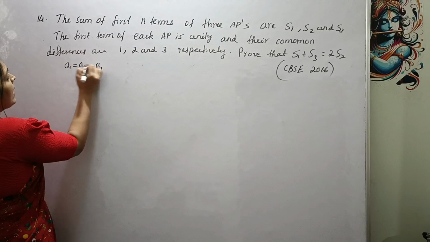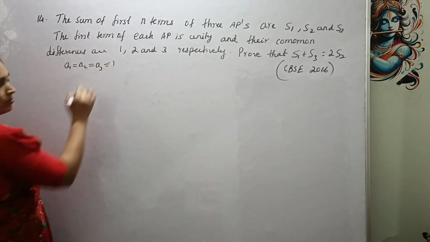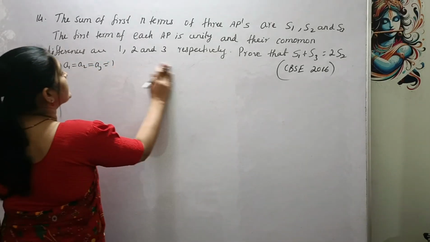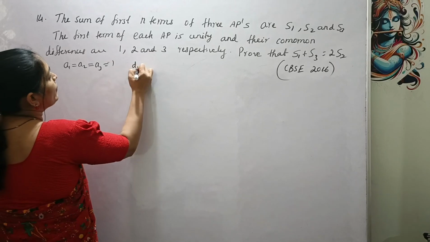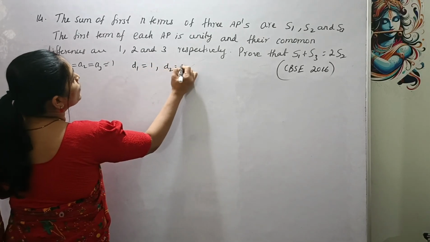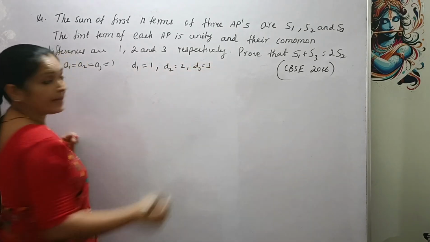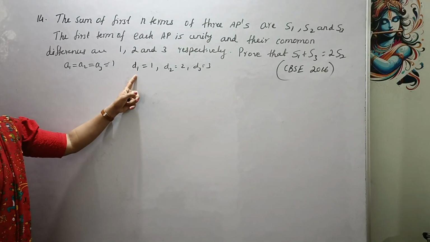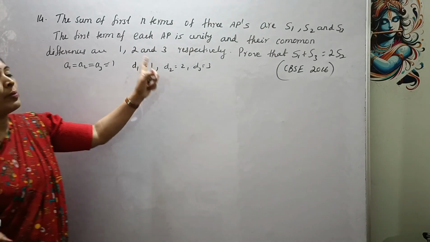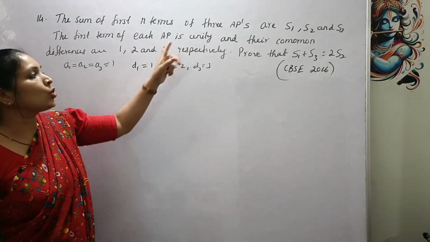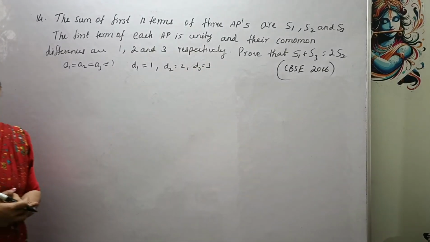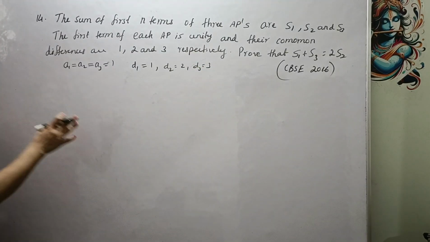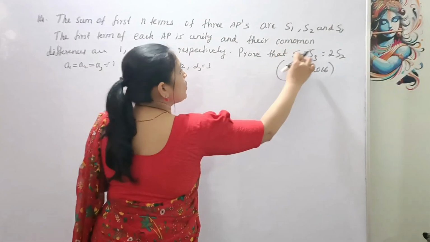So here these are equal to 1. And it is given D1 is equal to 1, D2 is equal to 2, D3 is equal to 3. That is, the common difference of the first AP is 1, of the second AP is 2, and of the third AP is 3. Now, we have to prove S1 plus S3 is equal to 2S2.